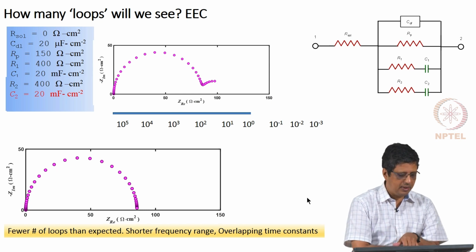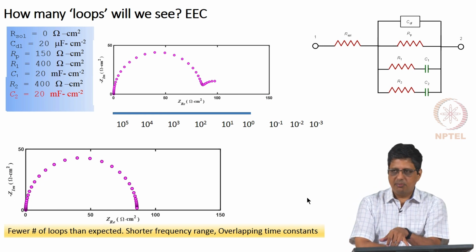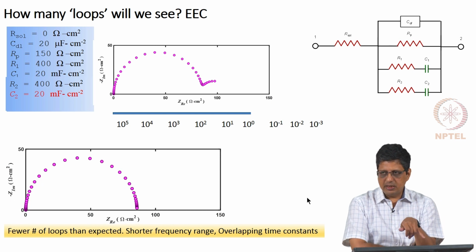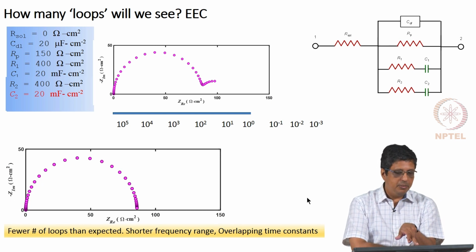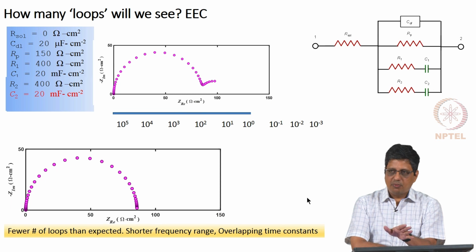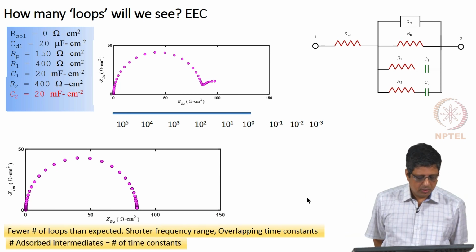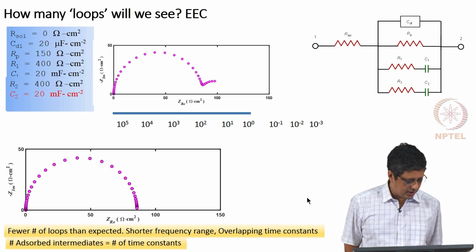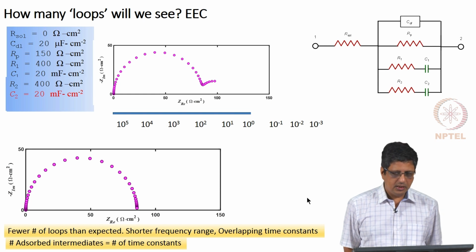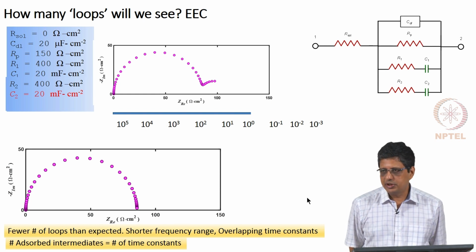So, if I get a spectrum like this, for example, I might get one spectrum at one DC potential, and another spectrum like this at another DC potential. It means I need a minimum of one species as per this, but I might actually require more species to really model this data. So, the number of time constants is based on the number of adsorbed intermediates, and this is assuming there is no mass transfer, no solution resistance, etc.